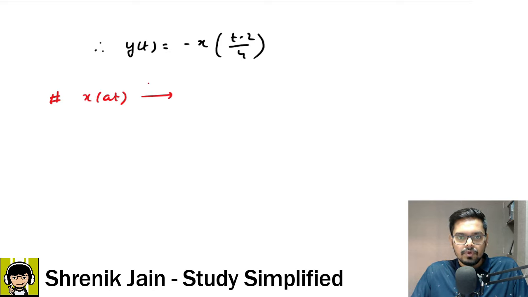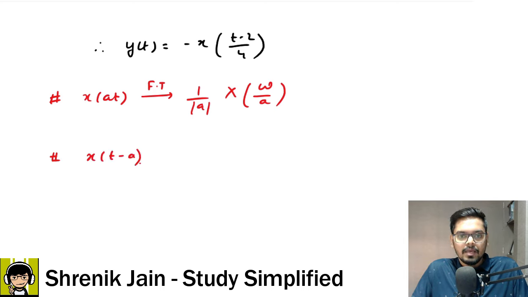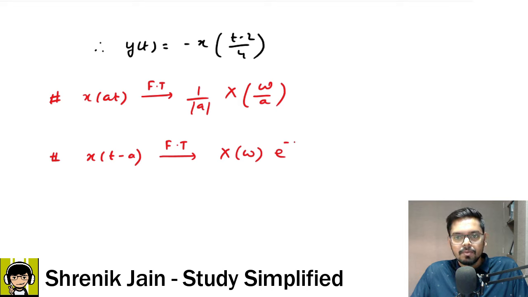If I take the Fourier transform, as you have seen in the first question, it is 1 upon mod a capital X of omega by a. Okay, then the second property is shifting. For x of t minus a, the Fourier transform, where x of t has Fourier transform X of omega, goes to X of omega times the exponential, e to the power minus j omega a. This is what the Fourier transform looks like.